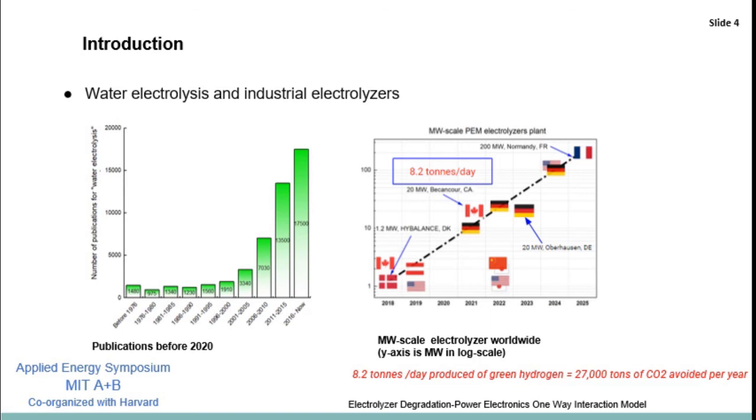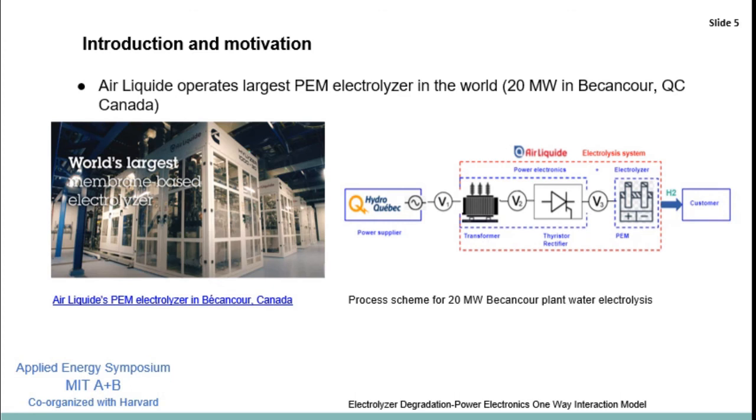On the left side is a picture of our 20 megawatt Bécancour plant. This plant has 4 units. Each unit is 5 megawatts. And in this process, Air Liquide buys energy from Hydro-Quebec. Through our water electrolysis process, we produce hydrogen for our customer.